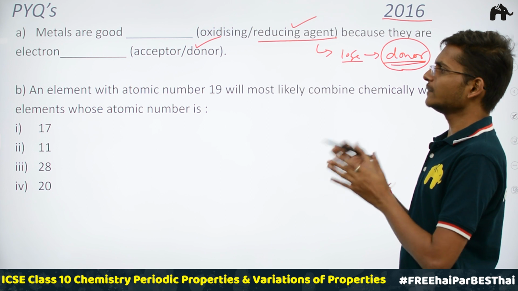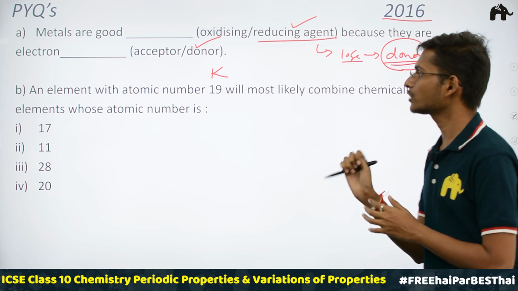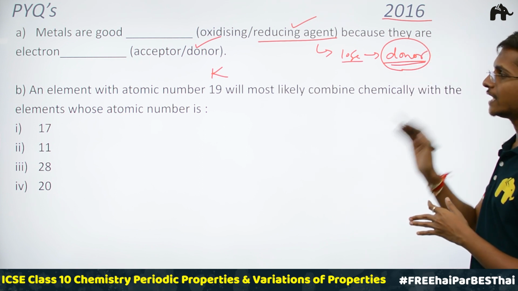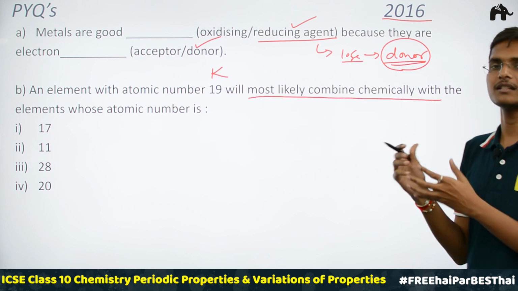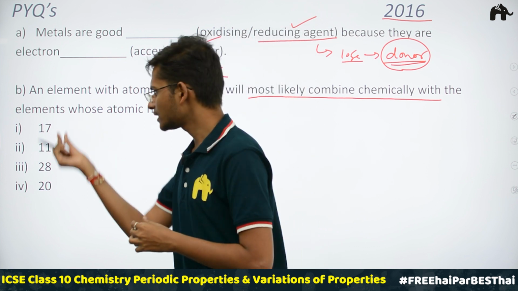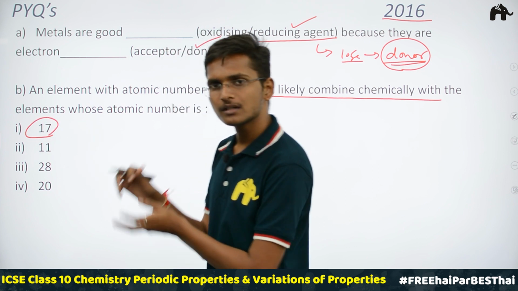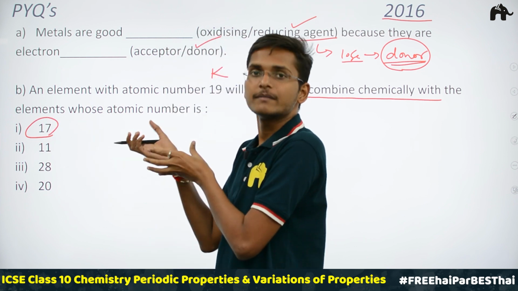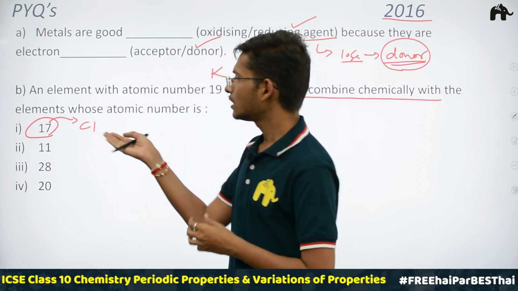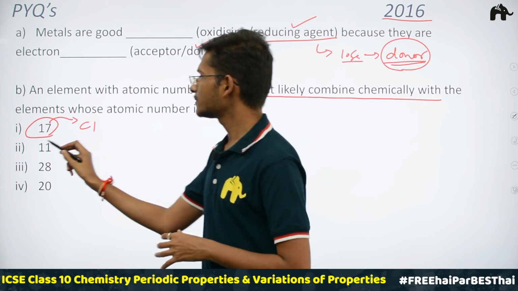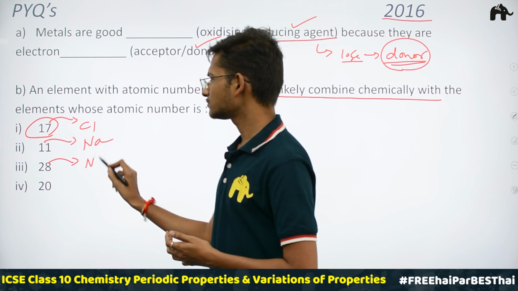An element with atomic number 19 will most likely, atomic number 19, which element? Potassium. Will most likely combine chemically with the element whose atomic number is. Okay, they are asking us most likely. So let's first figure out the elements whose atomic numbers are given. By looking at the atomic number, let's try to write the elements. So chlorine is having 17 atomic number, right? Similarly, sodium is having 11 atomic number. 28, it's nickel, but no worries.